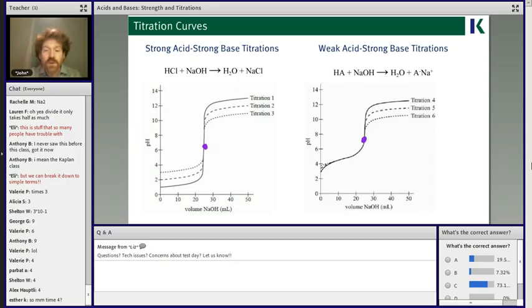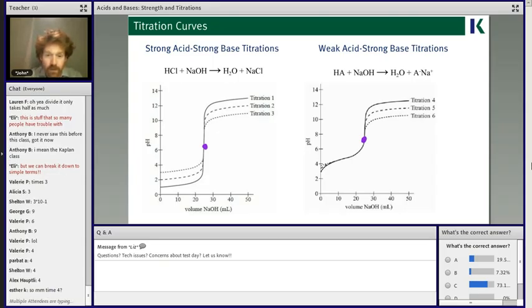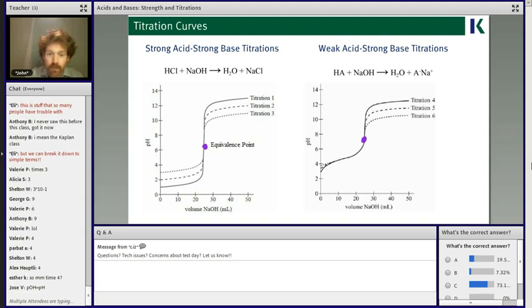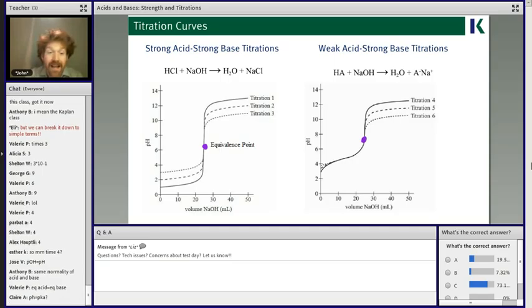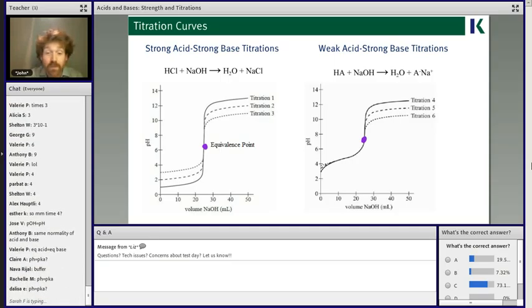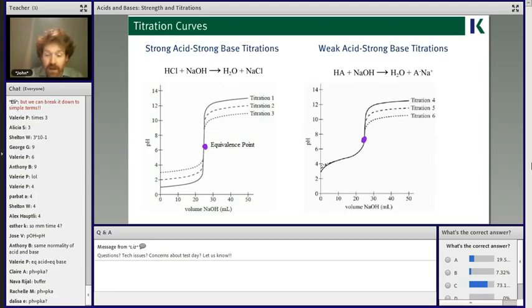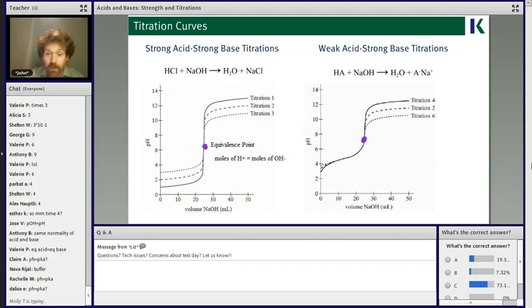But what's true of the equivalence point? The vertical line is your equivalence point. And it means that, there you go, equivalents are equal. So moles of protons equals moles of hydroxides, or moles of acid equal moles of base. So you've added an equal equivalence of acid and base.